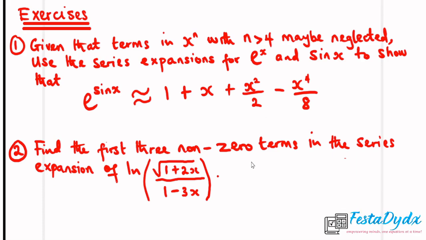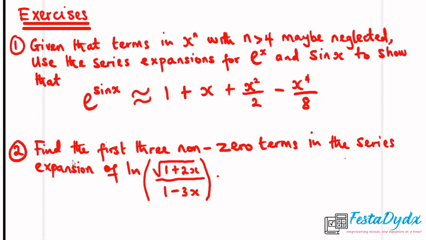Now, the exercises we're working on today, like I mentioned, are just 2. The first one: given that terms in x to the power n with n greater than 4 may be neglected, use the series expansion of exponential x and sine x to show that exponential sine x is approximately 1 plus x squared over 2 minus x to the power 4 over 8.